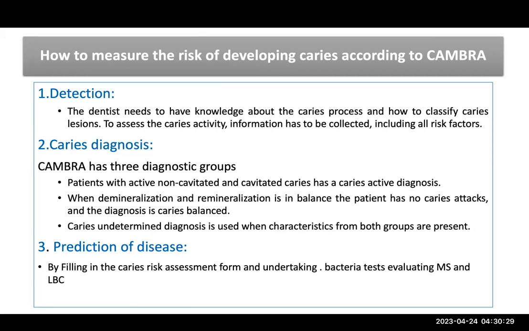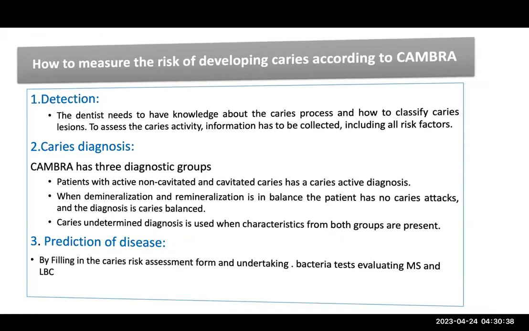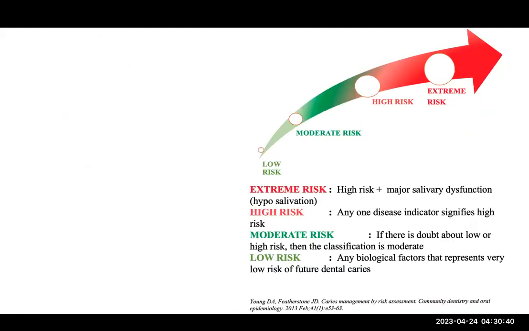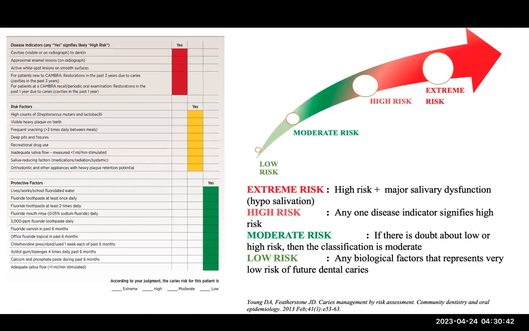After this, we can also do the bacterial test for Streptococcus mutans and Lactobacilli for the prediction of the disease. And based on this prediction, again, we have a chart with similar types of parameters, but having more emphasis on the dental caries lesions and the microbial count.